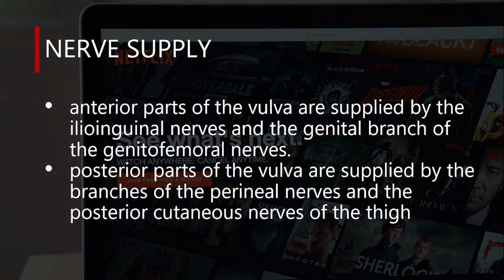So the nerve supply: the anterior part of the vulva is supplied by the ilioinguinal nerve and the genital branch of the genitofemoral nerves. And the posterior part of the vulva is supplied by branches of the perineal nerves and the posterior cutaneous nerves of the thigh.